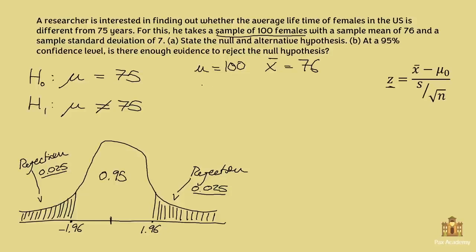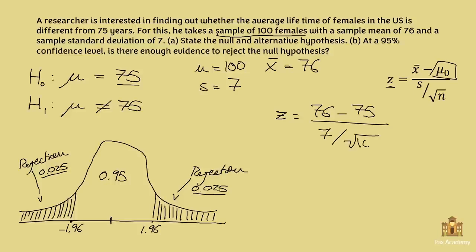And the sample standard deviation, S, is 7. And this element here is the hypothesized mean. And this hypothesized mean is basically this value, the 75. So then we use the formula. The Z value is the sample mean, 76, minus the hypothesized mean, 75, over the sample standard deviation, 7, divided by the square root of the sample size. And if you plug this into your calculator, you should get approximately 1.43.